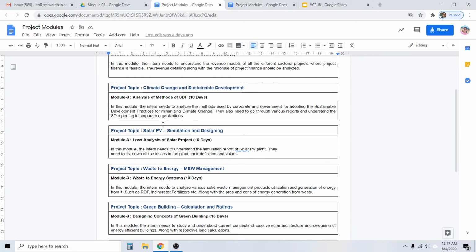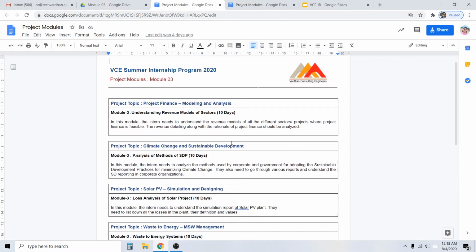You need to analyze that. What are the policies? What are the plans the Indian government has? How much budget do they have? How are they doing it? What are the agencies involved? What are the companies involved? It's all about sustainable development practices. Last but not least, the project finance modeling analysis.